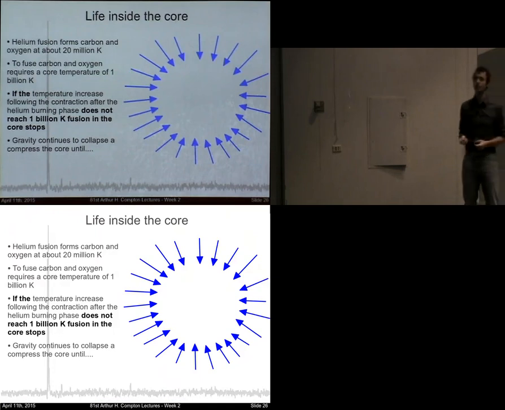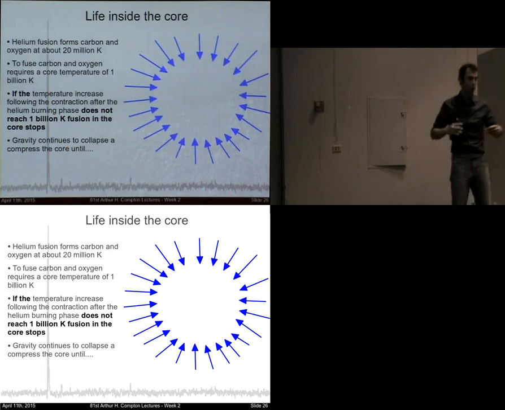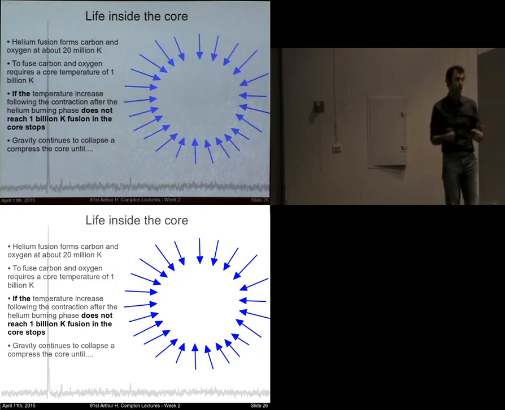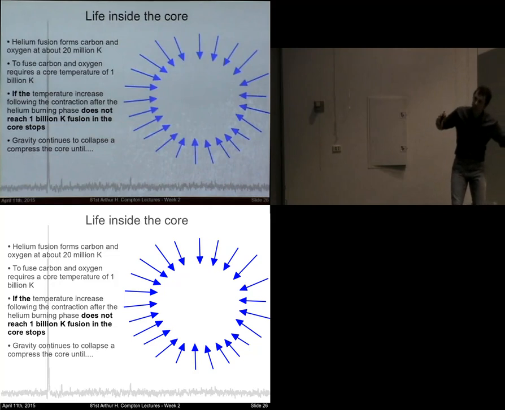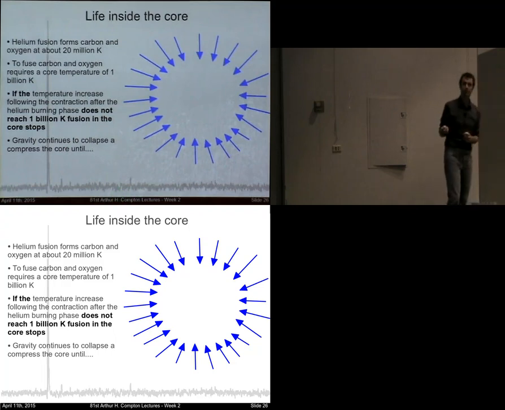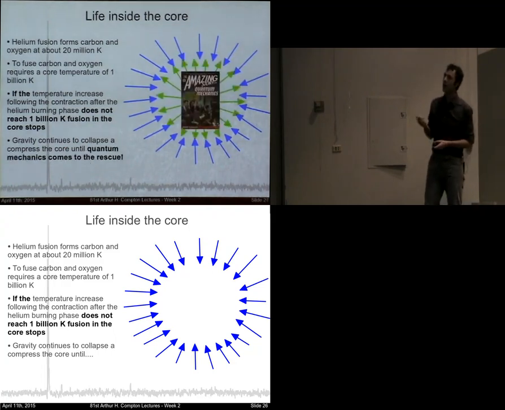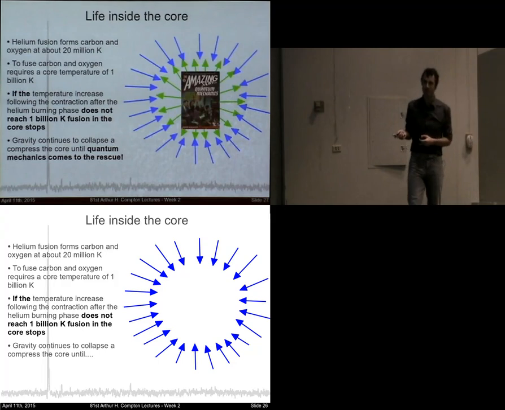1 billion Kelvin. So if the temperature increased following the contraction after the helium phase, after you burn the helium and your outward pressure in the core decreases because the fusion in the core is slowing down, it compresses the thing, and if you can't compress it sufficiently to heat it up to 1 billion Kelvin, then you can't fuse the carbon. So gravity continues to collapse the core, until quantum mechanics comes to the rescue.